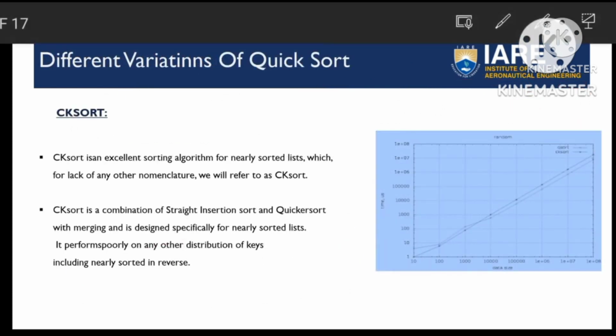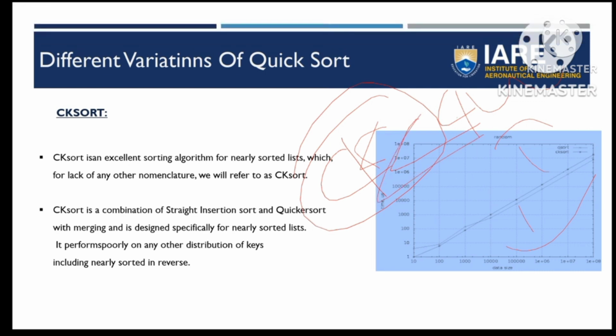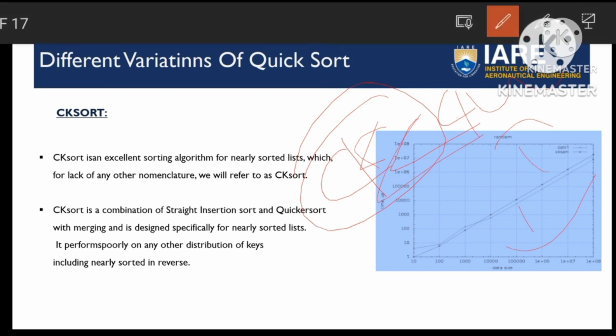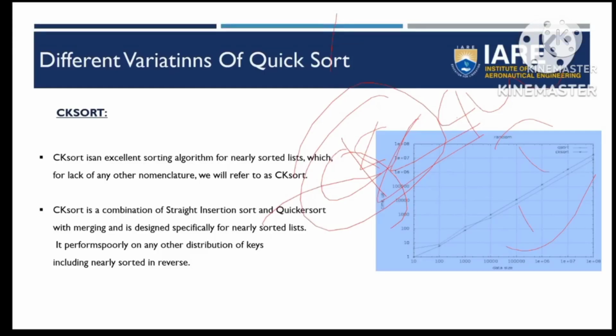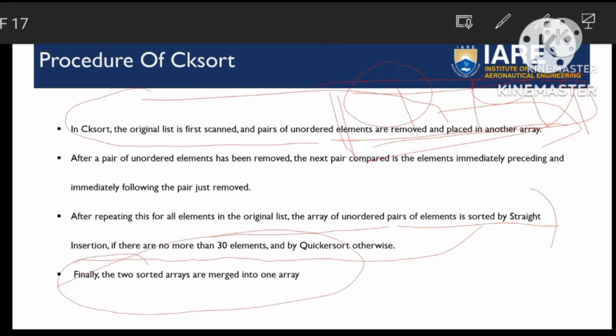Let you see the graph: the first line indicates CK sort, the second is quick sort. You can see that when the number of data elements is very low, the time complexity of CK sort is much lesser than quick sort. As the elements increase and are not nearly the same, quick sort is much better. But this is one of the variations of quick sort, which I discussed earlier.